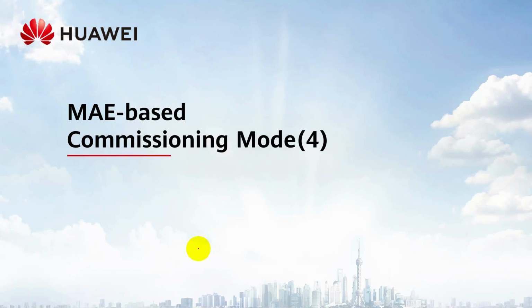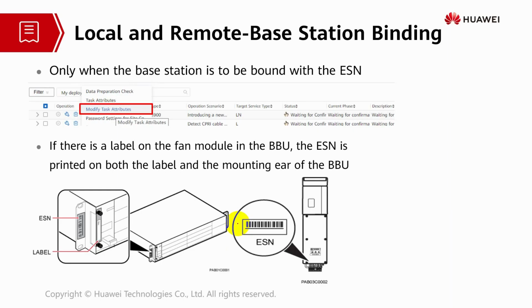So today we're going to discuss the topic MAE based commissioning mode part 6. Over here we're going to discuss two main contents, local and remote base station binding. This base station binding will be bound with an ESN. ESN is known as the equipment serial number. This equipment serial number can be found at the BBU site.